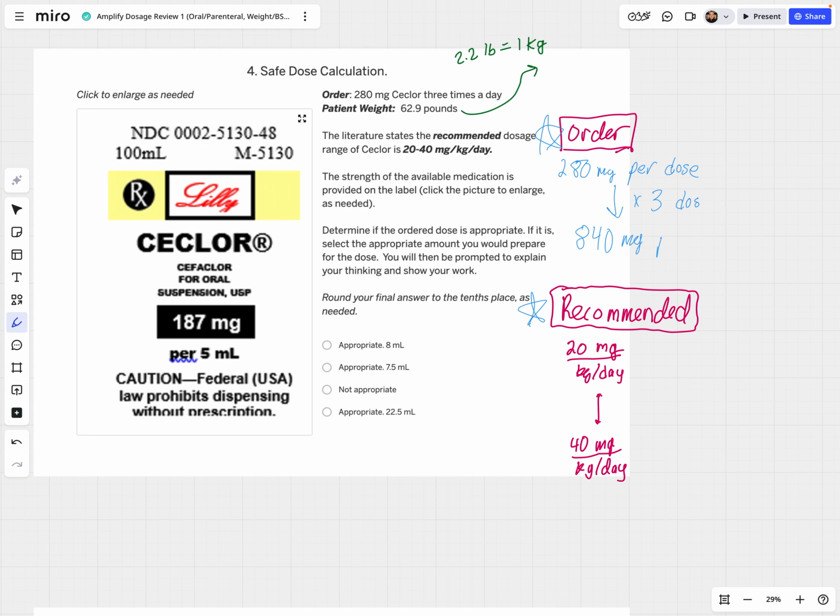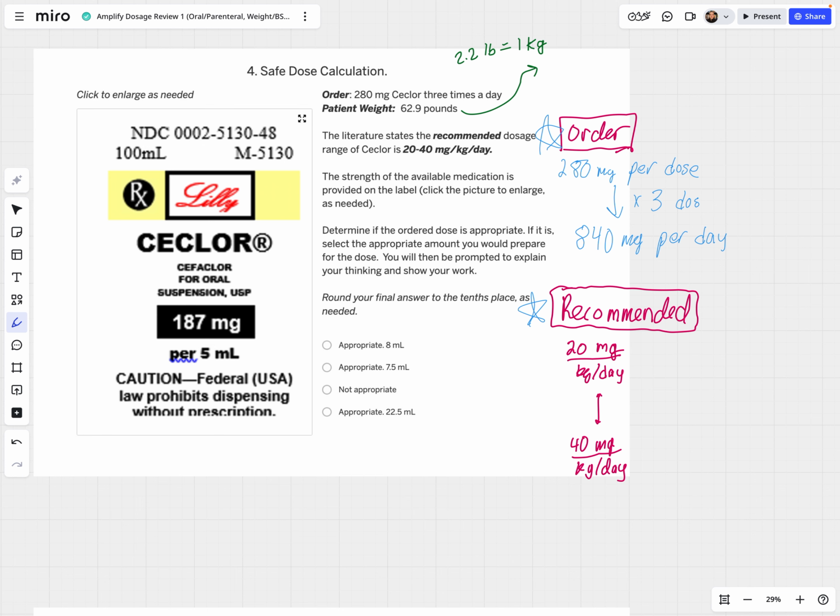So in order to determine whether or not the order is appropriate, I'm going to have to compare with the recommended. That means I have to get the units to match. So I'd be giving 280 milligrams per dose, which is 840 milligrams per day. Now, the recommended amount for this patient is dependent on their weight: 20 milligrams per kilogram per day up to 40 milligrams per kilogram per day.